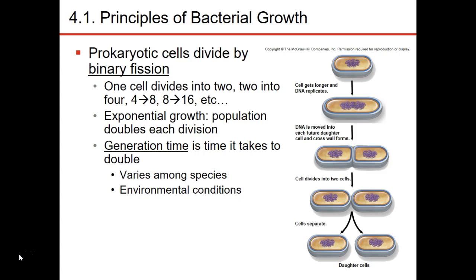The generation time is the time that it takes to double the population. Now, different bacterial species have different doubling times or generation times. Some bacteria can replicate in just 20 minutes, while others might take 20 hours. The time it takes also will depend on the environmental conditions. If you give everything they need, they're going to replicate much faster than if they are in an environment that's not as favorable.